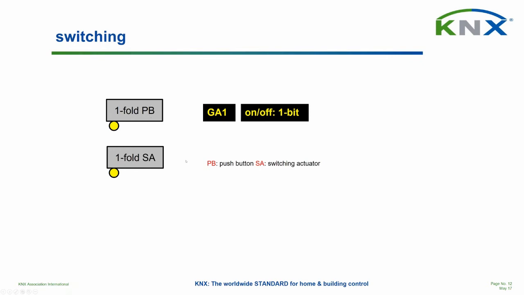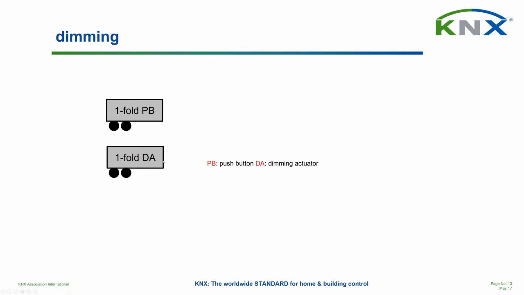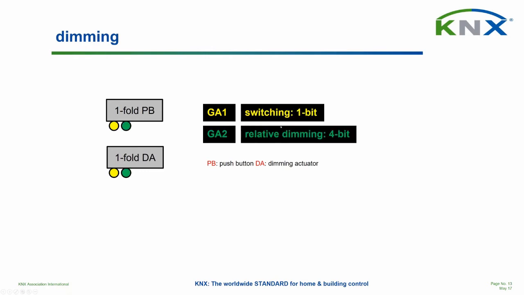So divided over a push button and a switching actuator. For dimming, we need minimal 2, also divided over a push button and a dimming actuator. So 1 group address for switching and 1 group address for relative dimming. You might wonder, where is blue now, or where is the 8-bit code? Strictly speaking, you don't need it for dimming, because the relative dimming is enough. Therefore I limit it to 2 group addresses here.